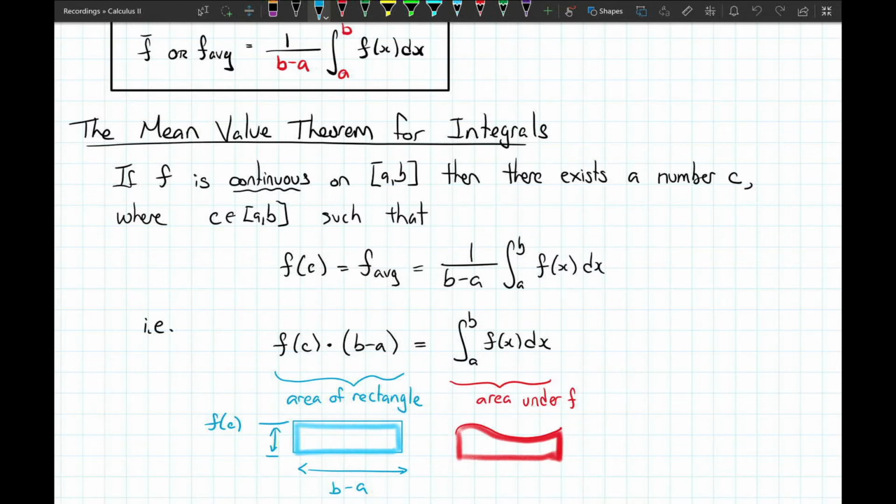Okay, well, I like to always rearrange that a little bit and think about it this way. f of c, which of course is just the average value, times b minus a is equal to the definite integral. And we know how to interpret the definite integral as just being the area under the function. But on the left-hand side, f of c times b minus a, we want to picture that that's the width of the interval multiplied by a height. And so really it's an area of a rectangle.